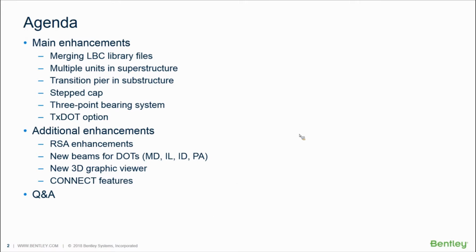Transition pier typically goes hand in hand with the feature of the multiple units. Stepped cap allow you to model stepped cap in a full bridge in the main module and subsequently analyze, design it in substructure module. 3-point bearing system allow you to define a unique bearing layout through the ABC Visor, where 2 bearings are used under one girder at the beginning of span and only 1 bearing under one girder at the end of span.